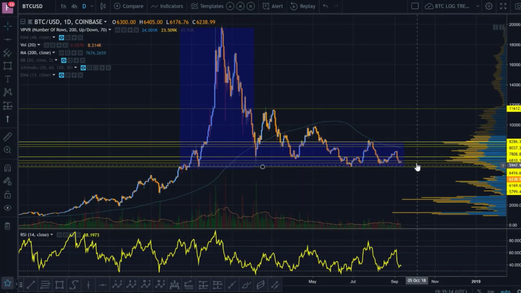So say we do actually break down from this zone. We have a massive gap in the market. We have a massive gap in VPVR. We have a huge amount of opportunities here where we can use leverage numbers like 25x. And it's a huge number, right?